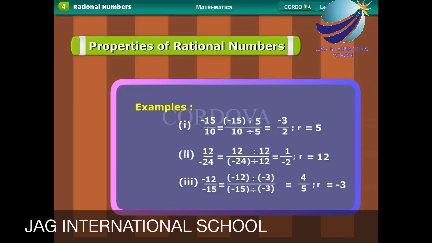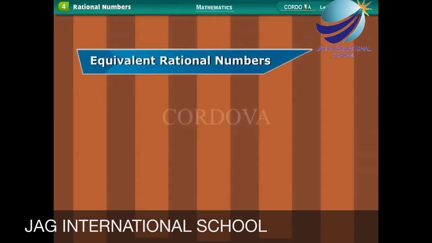12 upon minus 24 is equal to 12 divided by 12 upon minus 24 divided by 12, which is equal to 1 upon minus 2. Minus 12 upon minus 15 is equal to minus 12 divided by minus 3 upon minus 15 divided by minus 3, which is equal to 4 upon 5. R is equal to minus 3.